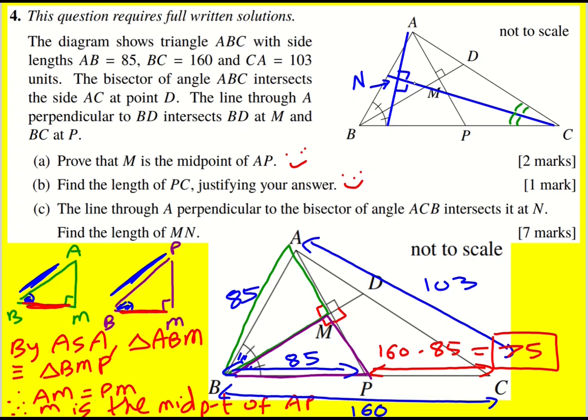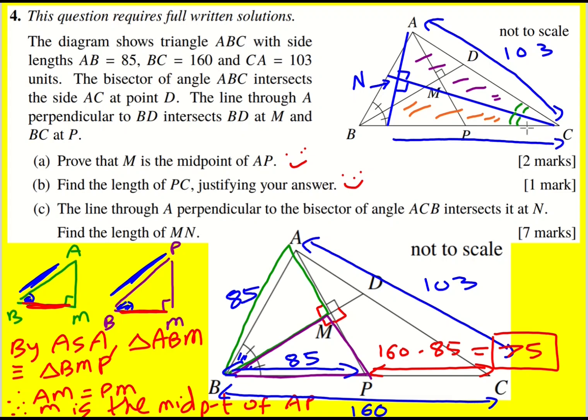Again, we've got right angles in both triangles, and then a shared side. So this triangle in purple is congruent to this triangle in orange, again through angle, side, angle. And what that tells us is because this here is 103, then here to here is also 103. Now, how to use that to get NM?